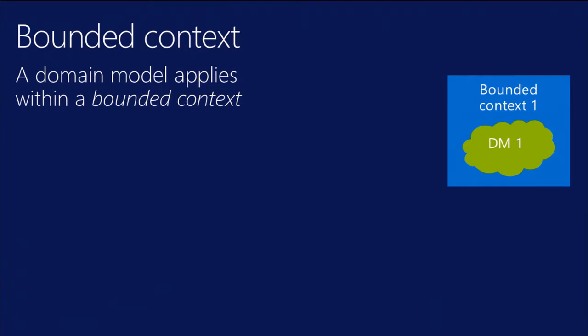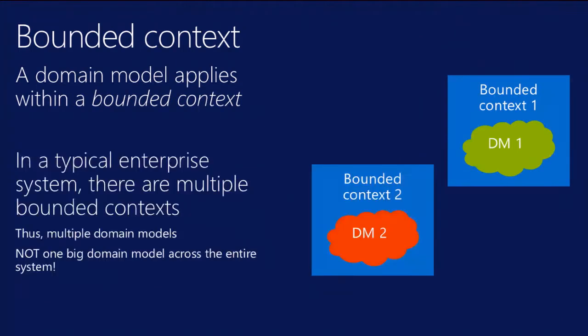So my model of the tree would apply within one bounded context. But in another bounded context, I would probably need a different picture of the tree. In a typical enterprise system, there will be multiple bounded contexts. You can have multiple subsystems, and for example, each of those subsystems could have its own bounded context. And if you have multiple bounded contexts, then you have multiple domain models, right? And these domain models will be different because they will model different aspects of your domain.